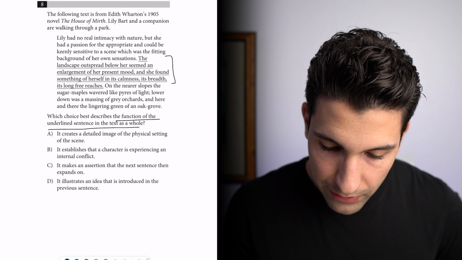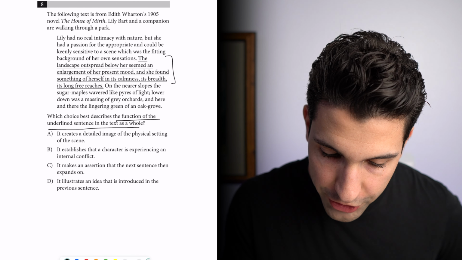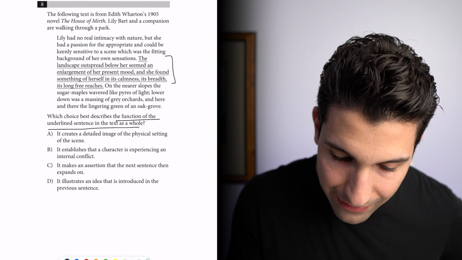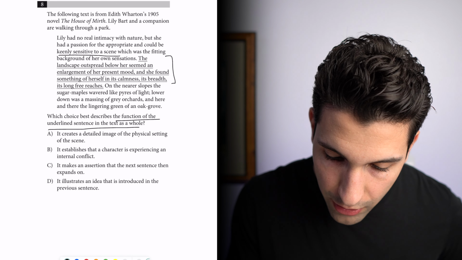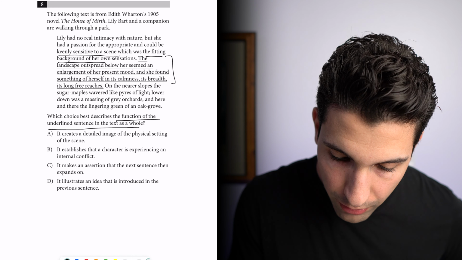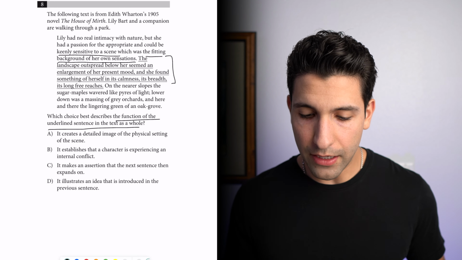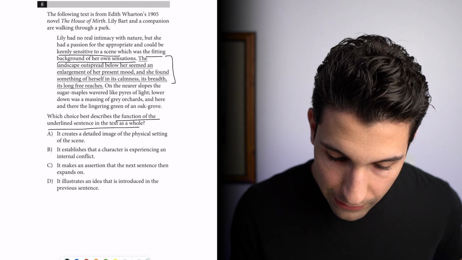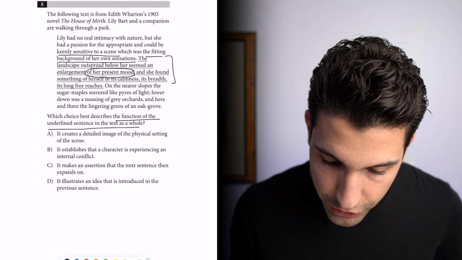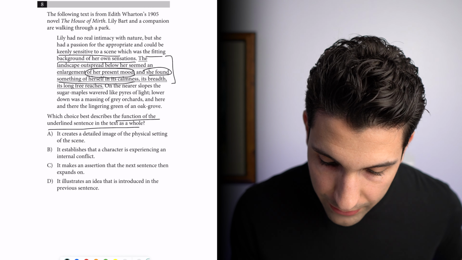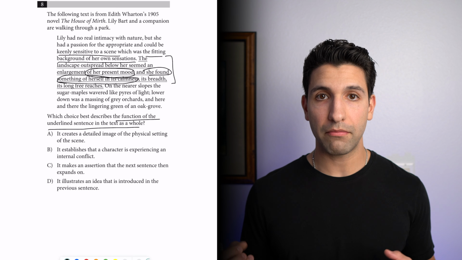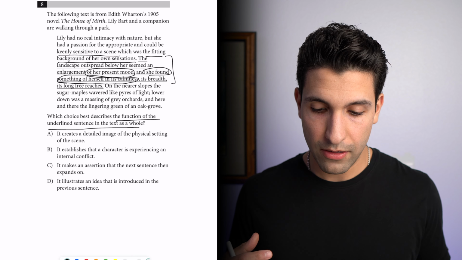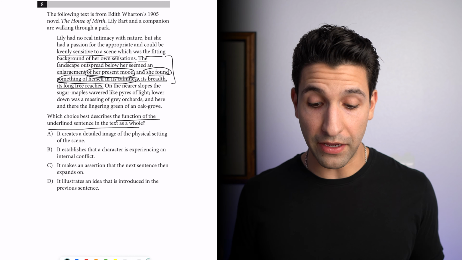So we're talking about Lily, no intimacy with nature, but she had a passion for the appropriate and could be keenly sensitive to a scene, which was the fitting background of her own sensations. Okay. And then the underlined portion seems to describe that, about how an enlargement of her present mood, she found something of herself in its calmness. So she's seen how she and nature are kind of like fitting for what she's feeling right now.